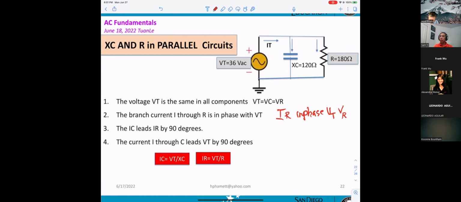And what happened to IR and IC? Can you tell me? In phase, out of phase, or leading, or lagging? Which one will be leading for parallel IC? Isn't IR leading IC? Let's see, I'm talking about IC, IR.